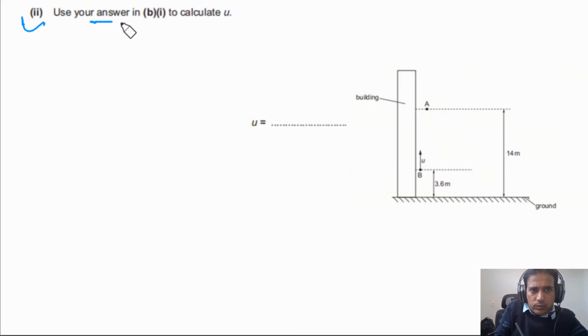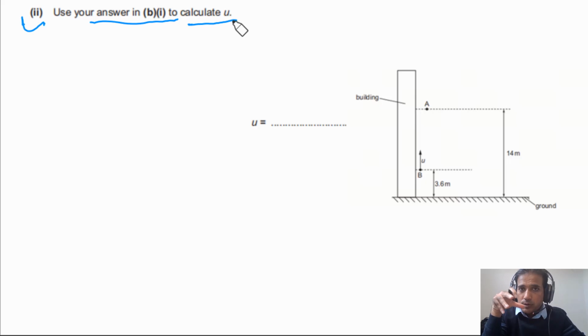The second part says use the answer in B1 to calculate u. So use your answer in B1. It means this is very important information. This is a kind of hint for you, and you have to follow this hint.